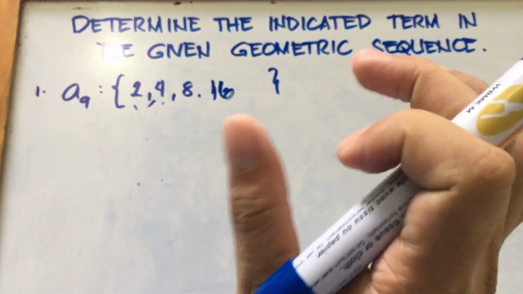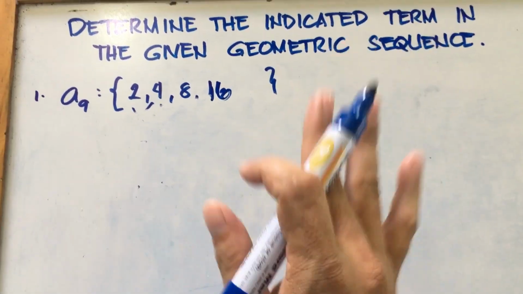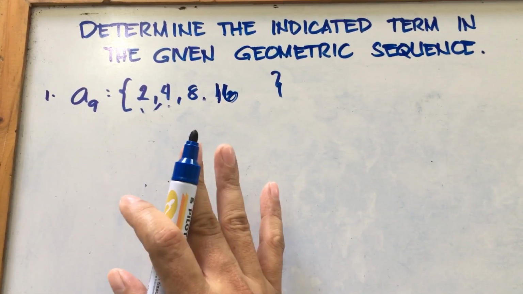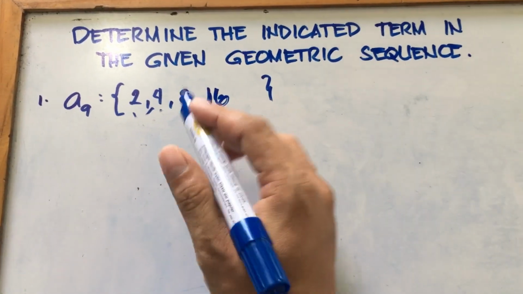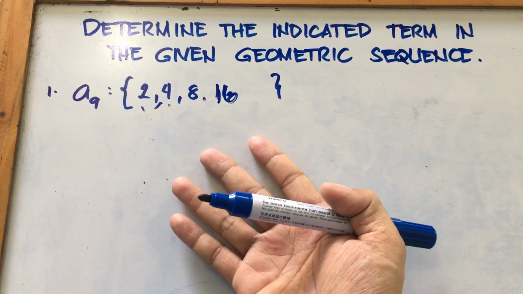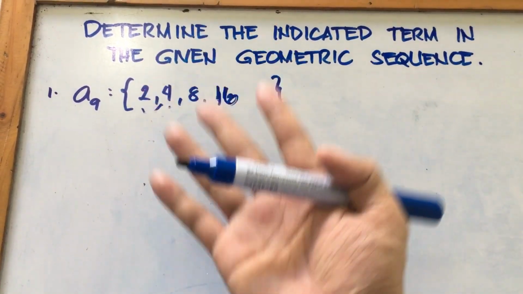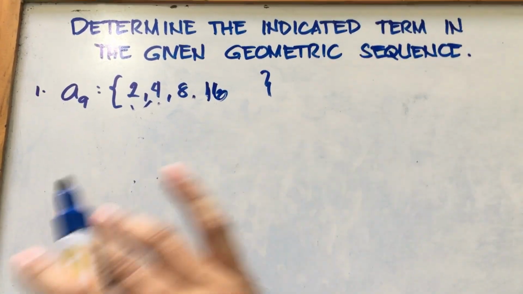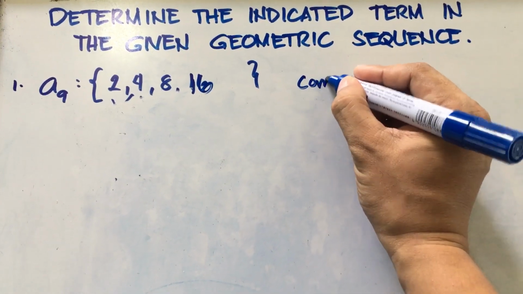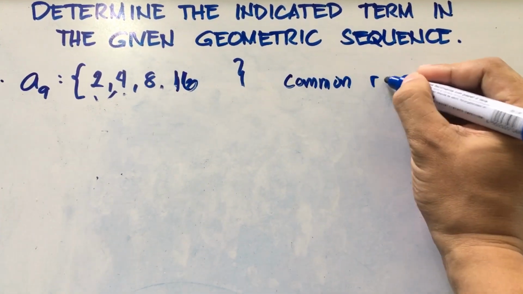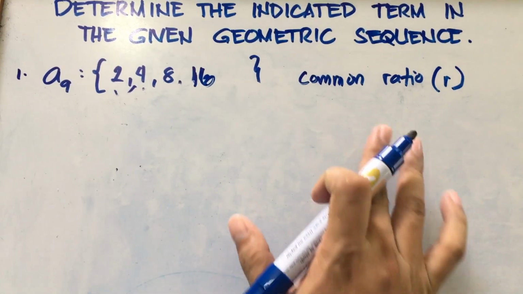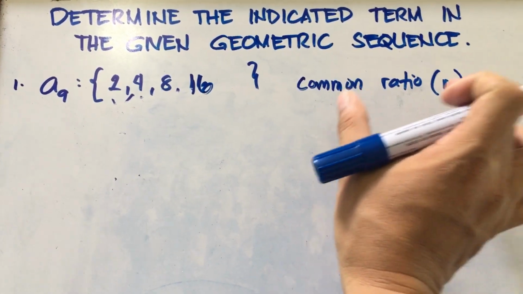Now, how can we identify if it is a geometric sequence? It is a geometric sequence if a certain constant number is multiplied to each term so that you arrive at the next term. We call that constant number the common ratio. So, how do we find the common ratio? Common ratio is abbreviated as r.